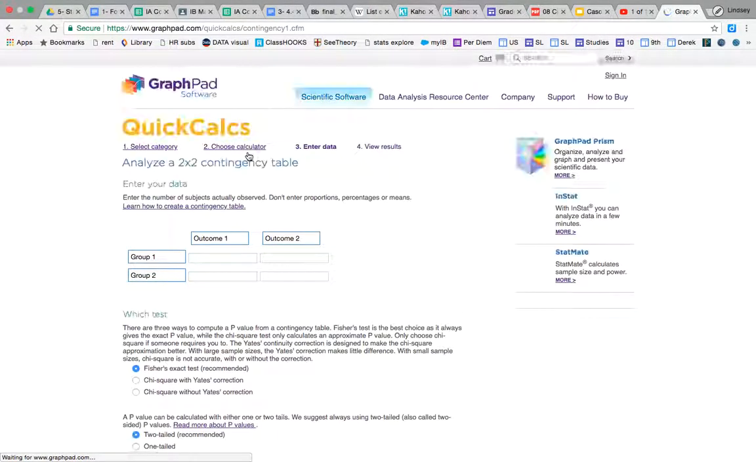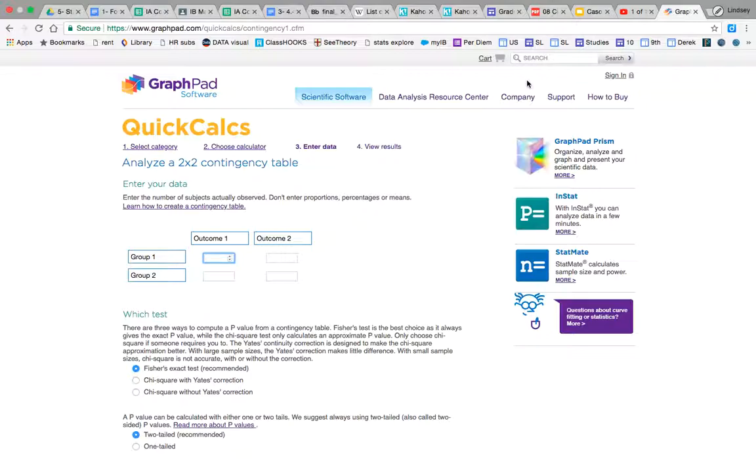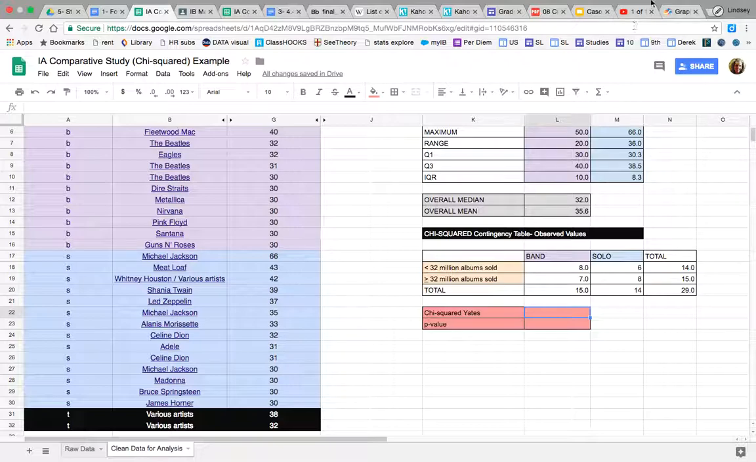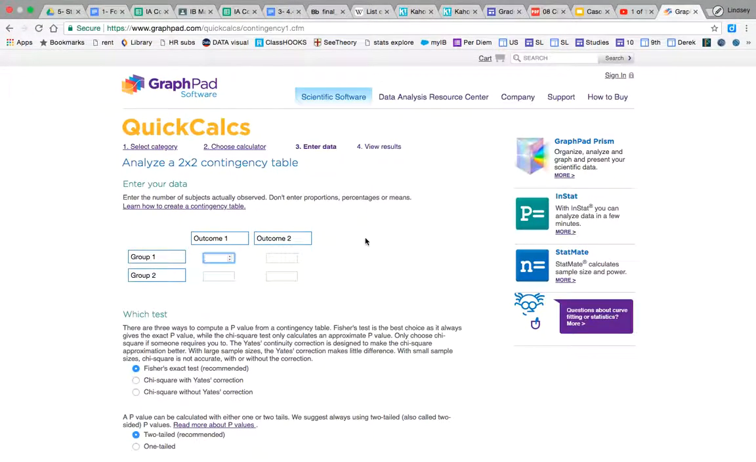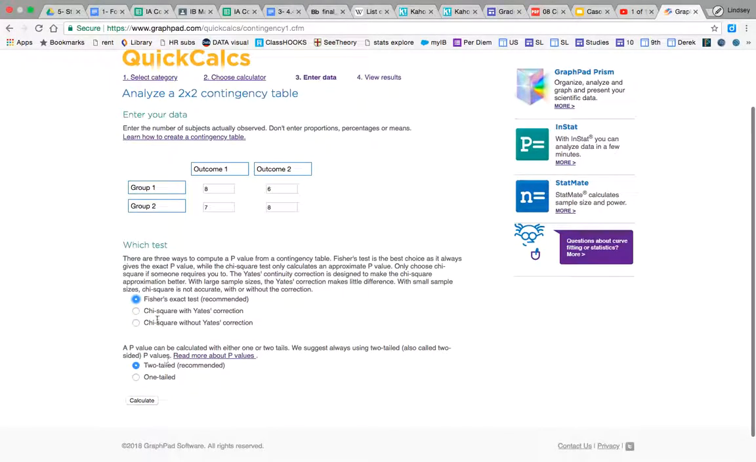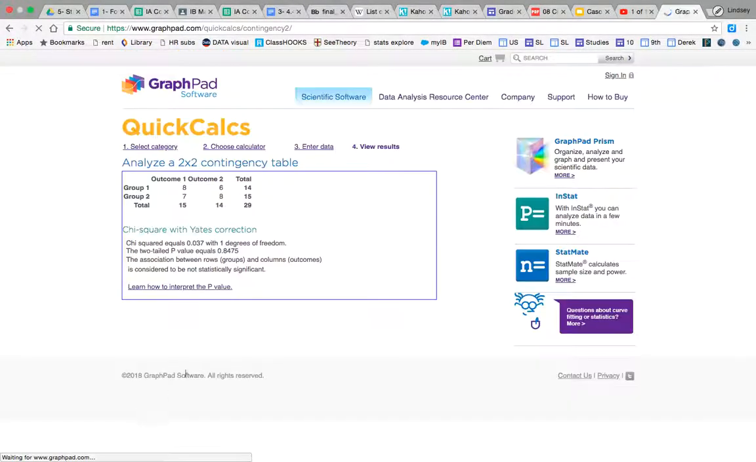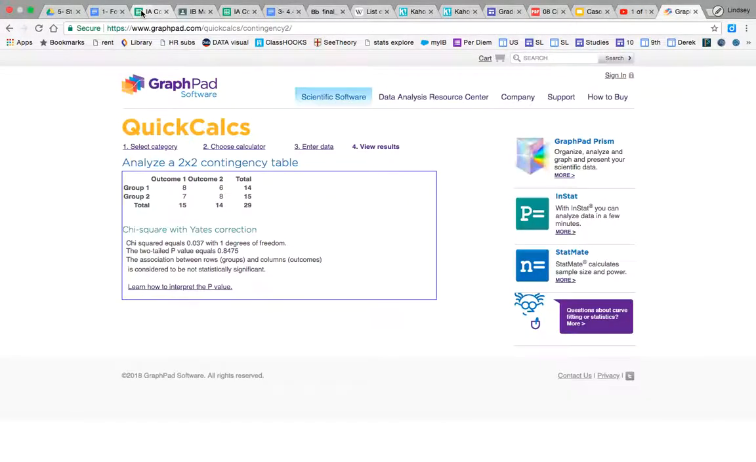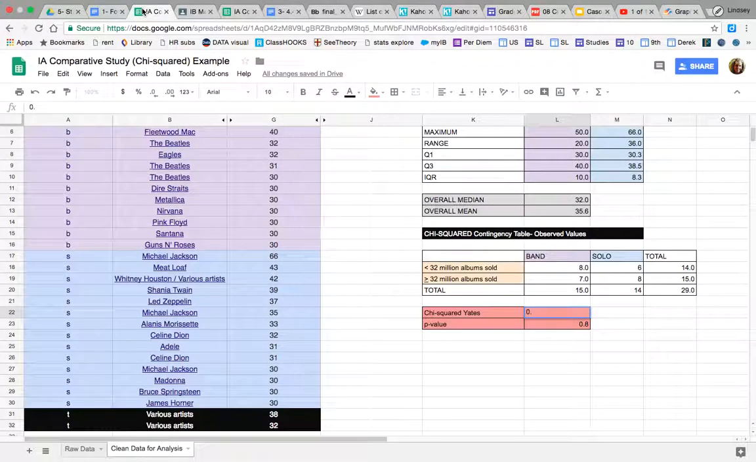So here's our 2x2 table. For our table, we have 8, 6, 7, 8. I'm running a chi-squared Yates. Calculate. My chi-squared is equal to 0.037, and my p-value is 0.8475.